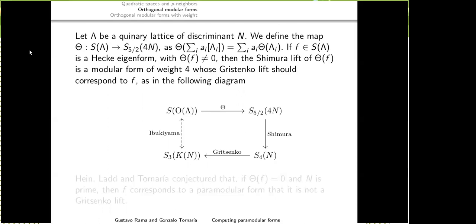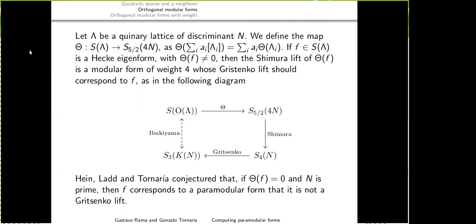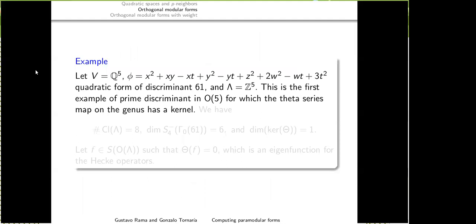On the other hand, Hein, Ladd, and Tornaría conjecture that if we have a Hecke eigenform f such that theta of f is equal to 0 and n is prime, then f corresponds to a paramodular form that is not a Gritsenko lift. So we are going to search for that in this example.